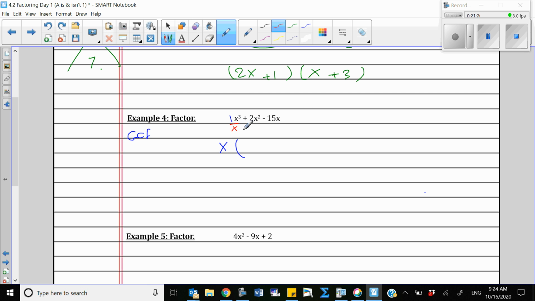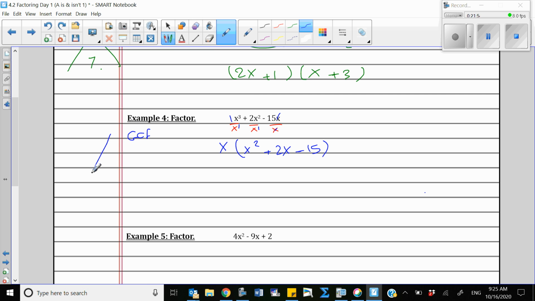So I need to divide all of them by x. x to the 3 divided by x will be x squared, because all you need to do is keep the base and subtract the powers. 3 minus 1 is 2. Next one, 2x squared divided by x will be just 2x. Again, 2 minus 1 is 1. And then the last one, negative 15x divided by x will be negative 15.